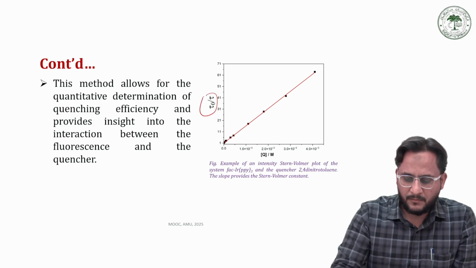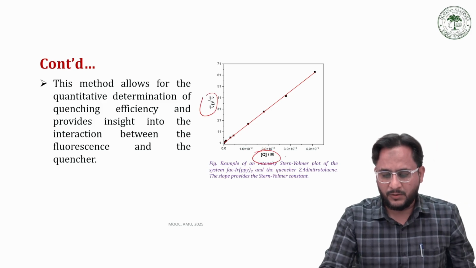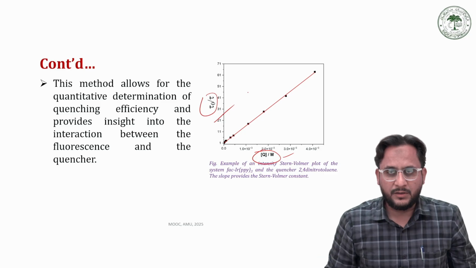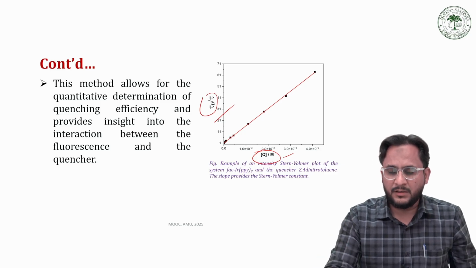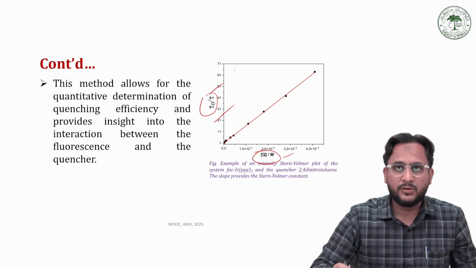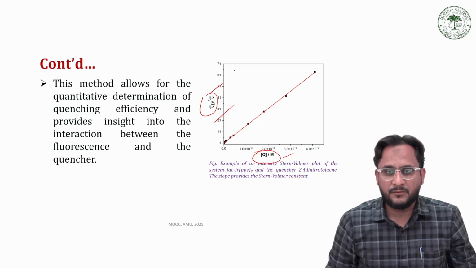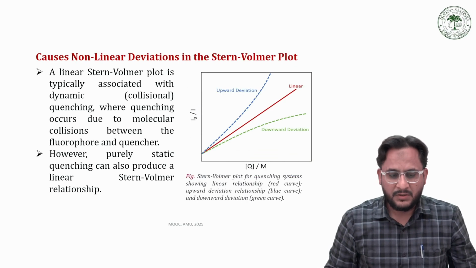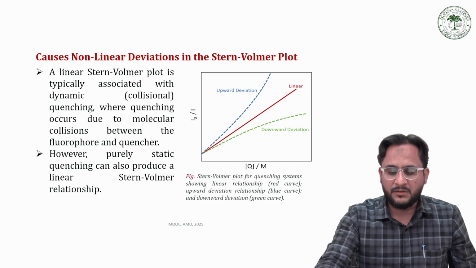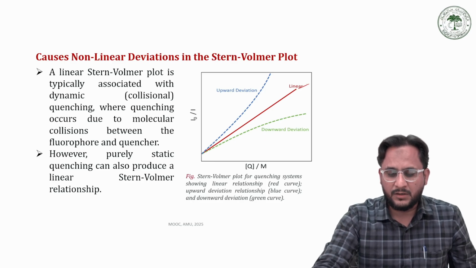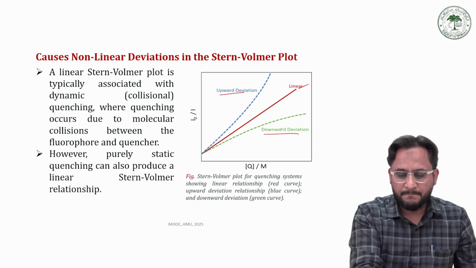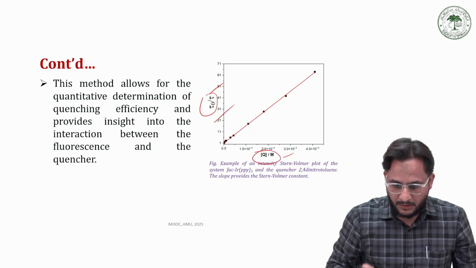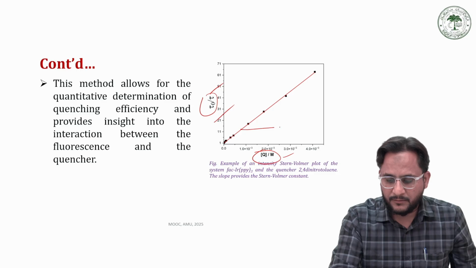Although we have a linear relation between quencher concentration and the intensity ratio, and a linear relation between quencher concentration and the ratio of lifetimes of fluorescence in the absence and presence of quencher, sometimes, as I told you, we have some deviations from this linear relation. This is an upward deviation, then we have a downward deviation. Clear?